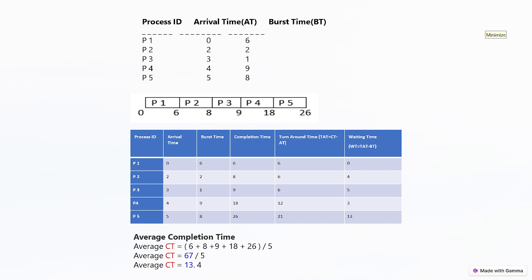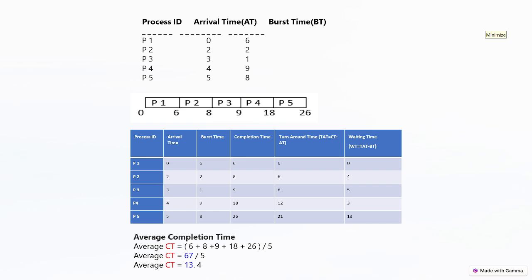So for example, here I have taken 5 processes P1, P2, P3, P4, P5, and for these 5 processes an ID is allocated. So the OS allocates the process ID for every process that enters the queue. So the first process is named P1, followed by P2, P3, P4, P5. So the 5 processes are named P1 to P5, and the arrival time and the burst time are given for every process P1 to P5.